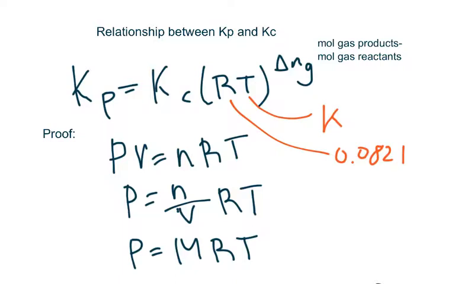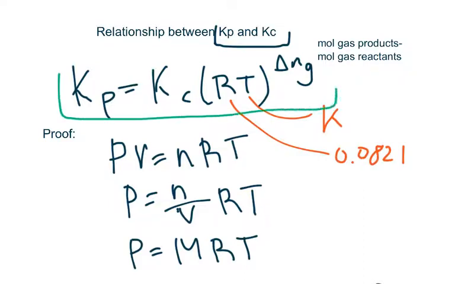Hi everybody! In this video, we are going to talk about a few more things about equilibrium constants. So first, let's talk about how we can convert between Kp and Kc. Here's a very straightforward equation. Kp is equal to Kc times (RT) to the delta n for gases.